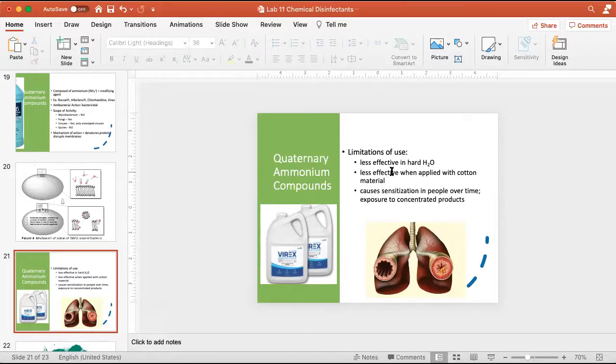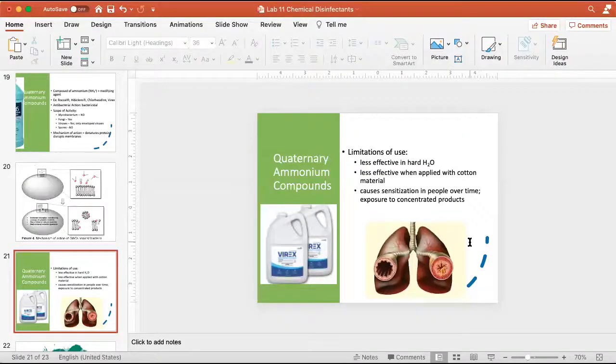Quaternary ammoniums are less effective if you apply them with cotton material. So if you used a cotton mop, a mop head that was made out of cotton, or if you were going to use it as an antiseptic and you used, say, cotton gauze to spread it around, cotton, for some reason, absorbs that ammonium ion and won't let it go. So if you're going to use it, you just don't want to use it with a cotton applicator. I find that fascinating. It's a limitation. It's something you have to think about if you're going to use these compounds.